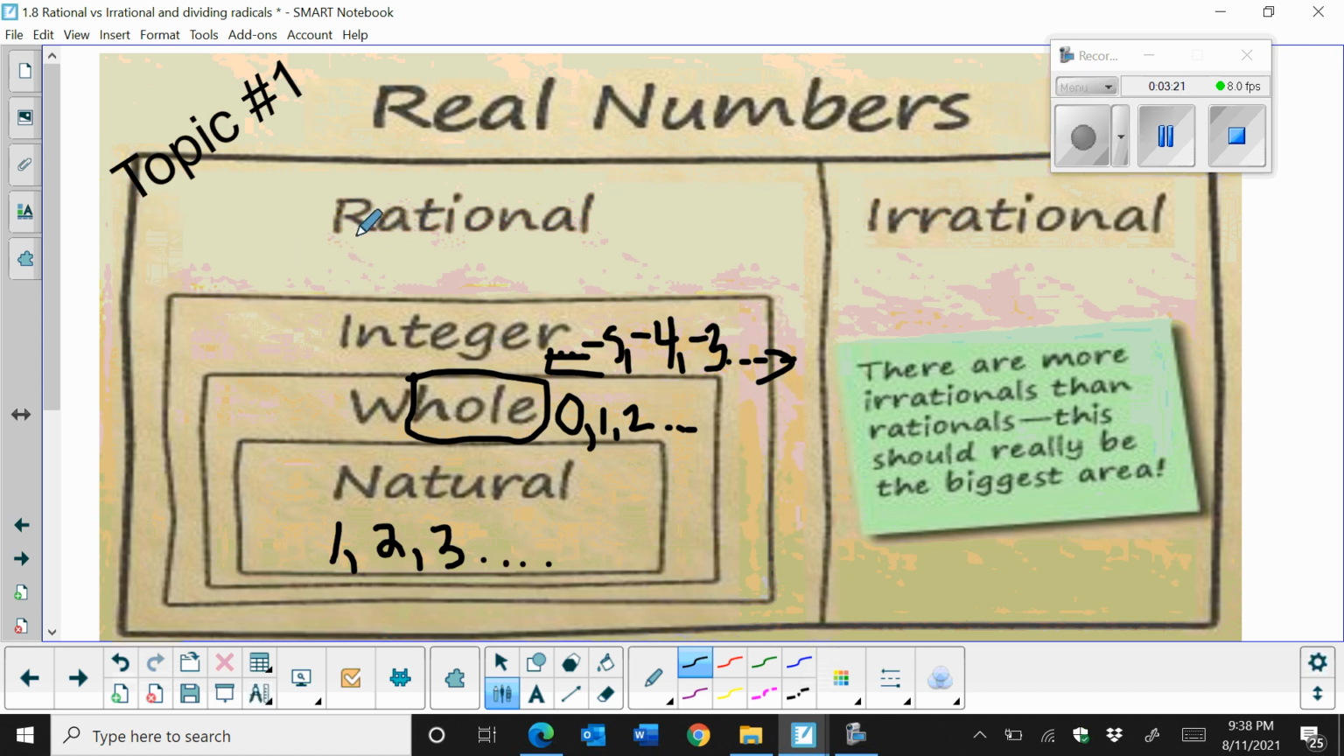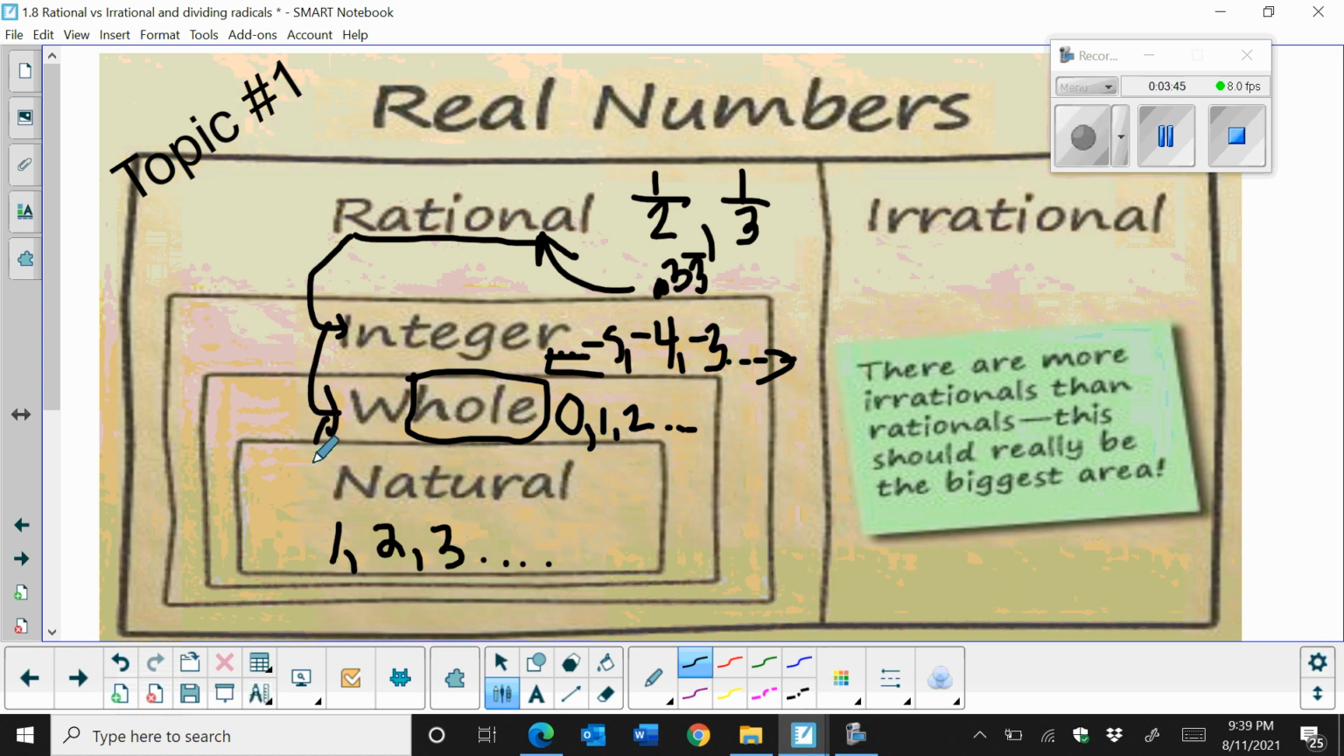Rational numbers are any numbers that can be written as a fraction, like a half, or 1/3. Now, if we see 1/3 as a decimal, we see it as 0.33 repeating. So any repeating decimals also are rationals, plus integers, plus whole numbers, plus natural numbers. So all this set, those are rational numbers.